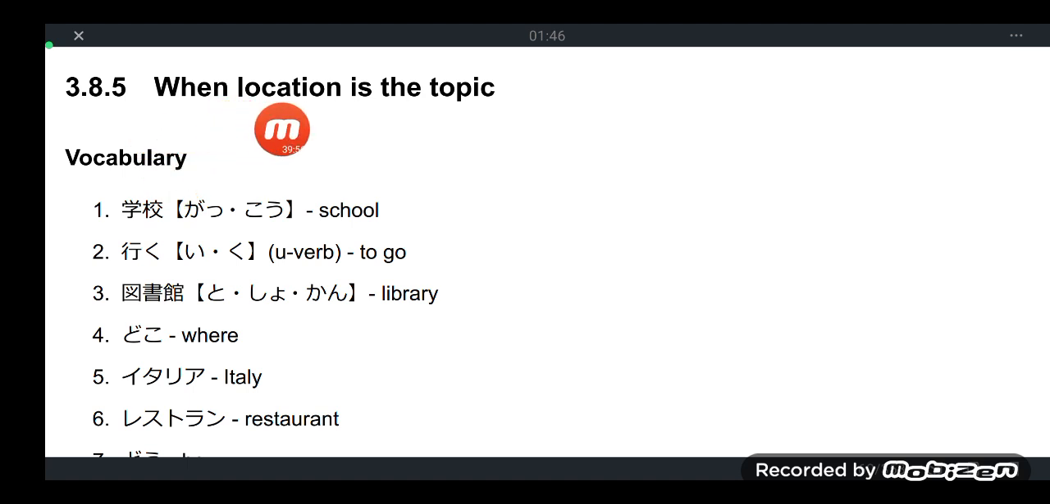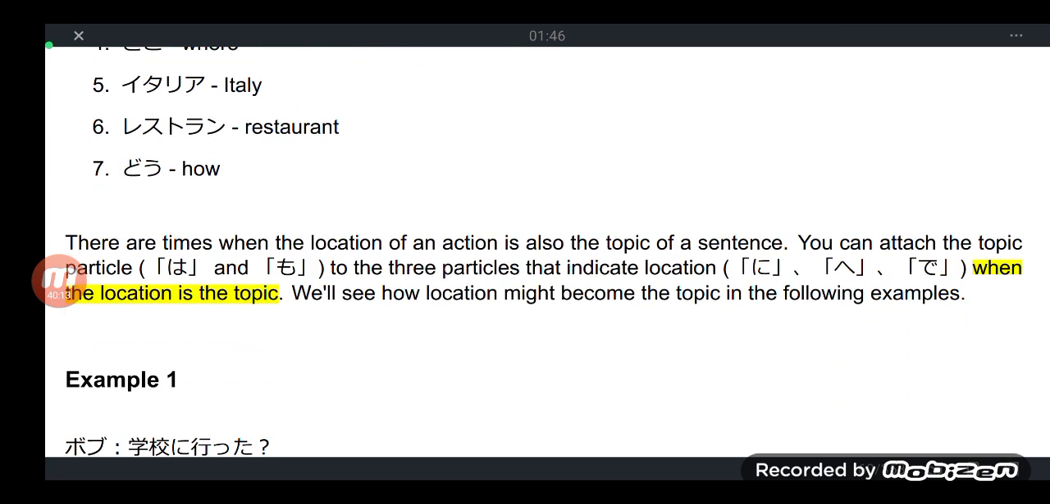So in Japanese, sentences are much shorter. Just like here, when the location of a "wherein" in a sentence or clause is the topic of the sentence or topic of the clause. So please screenshot this vocabulary.